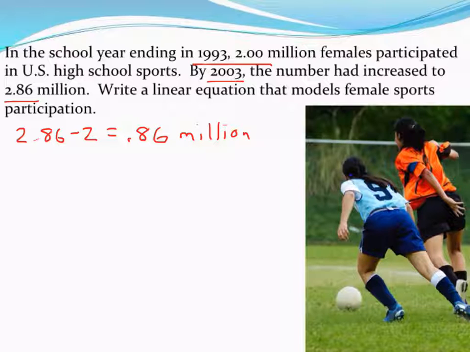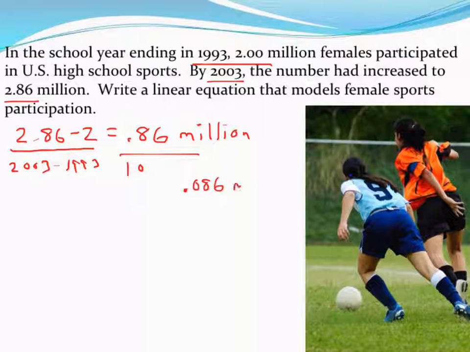I don't want to work with these big numbers necessarily. So there's how many students I've increased by. But for the rate of change, I need to compare that to the number of years that have passed. Well, from 2003 back to 1993, 10 years have passed. If I divide those out, and remember, with story problems it's okay to get your slope or rate of change as a decimal, I get 0.086 million females as my slope.